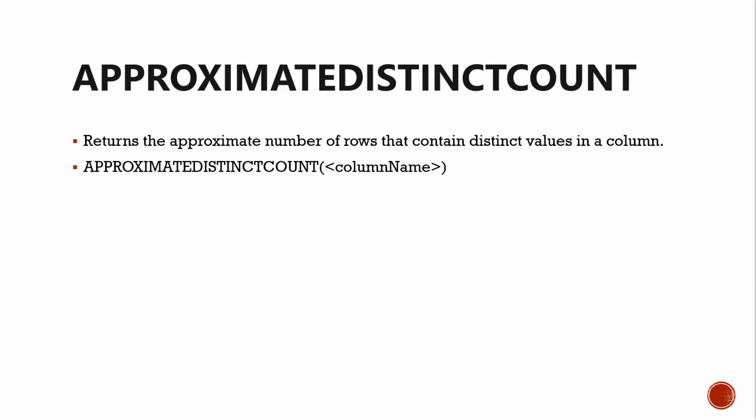Let's start with the aggregate function approximated distinct count. This returns the approximate number of rows that contain distinct values in a column. On the next line, this is its syntax. You're gonna write the keyword approximated distinct count, and then you're gonna define inside the parentheses the column name of the table reference.